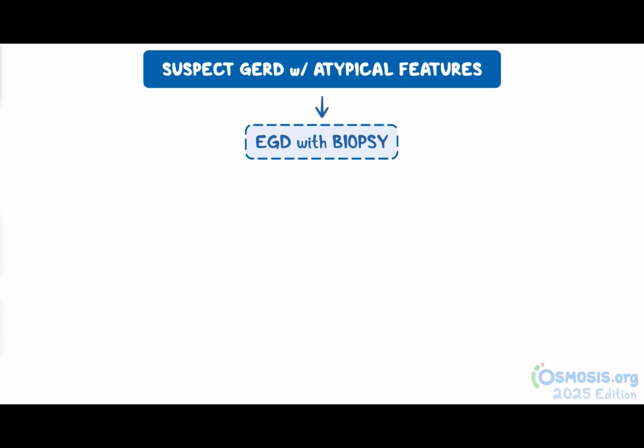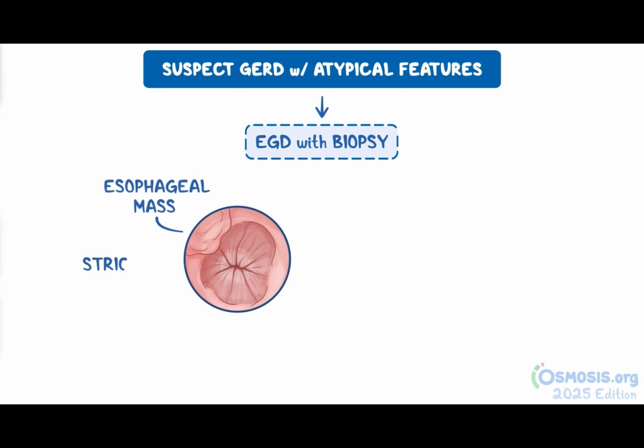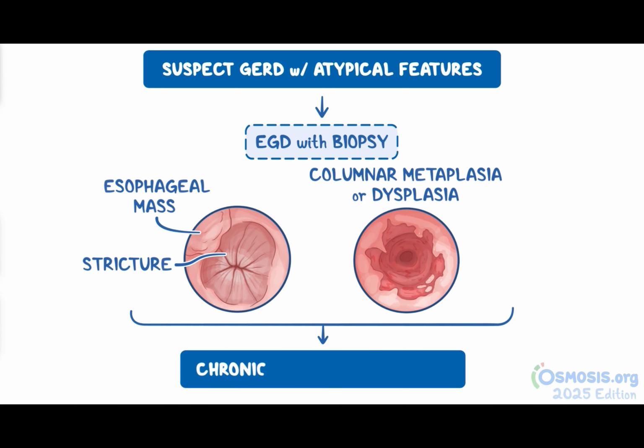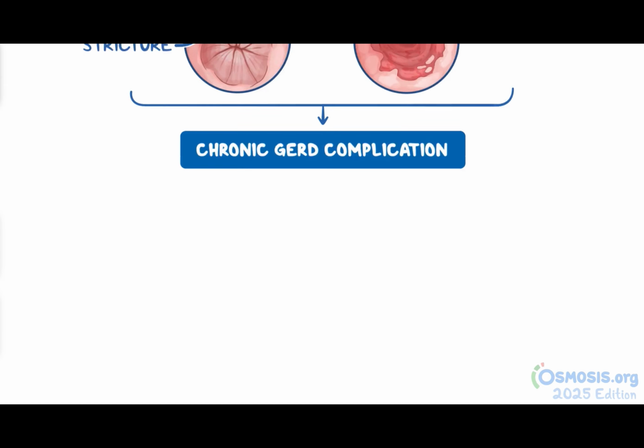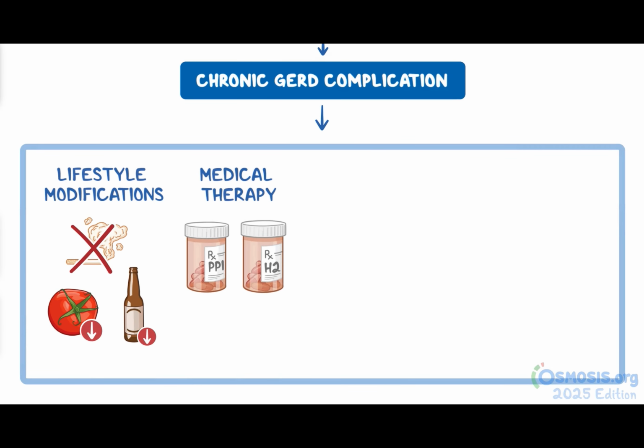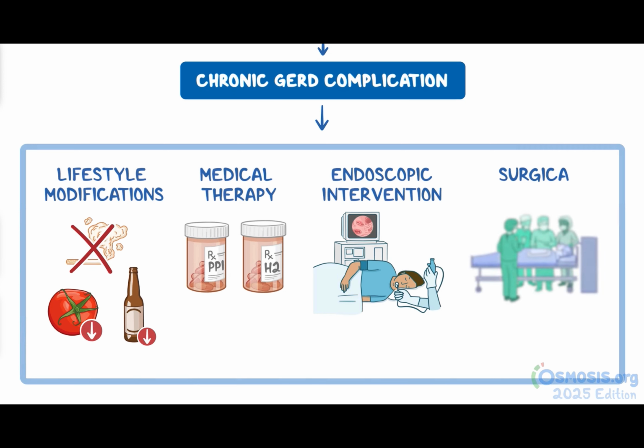Now, if EGD with biopsy reveals an esophageal mass or stricture, columnar metaplasia or dysplasia, diagnose a chronic GERD complication and proceed with appropriate treatment of lifestyle modifications, medical therapy, endoscopic intervention, and surgical consultation with an EGD follow-up as needed.